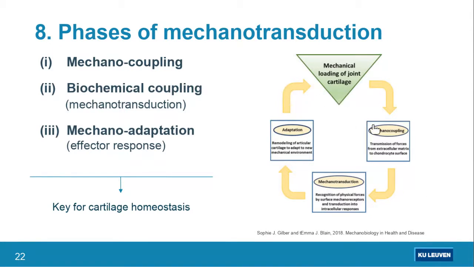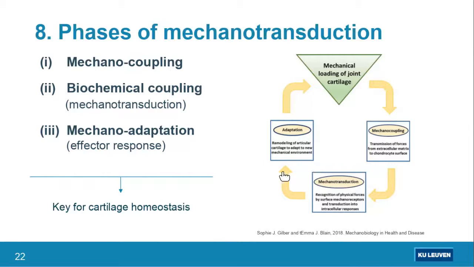So when we have a mechanical loading of joint cartilage, the first step is the mechanocoupling, where it's produced the transmission of forces from the extracellular matrix to the chondrocyte's surface. So the next step is the mechanotransduction. So these receptors in the surface of the chondrocytes are going to recognize these physical forces, and they are going to transform these forces into intracellular responses. And finally, the cells, or the metabolism of the cell, is going to adapt in order to remodel the articular cartilage or the extracellular matrix to be able to adapt to this new mechanical environment.